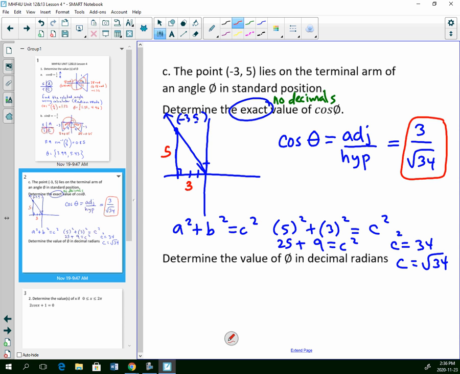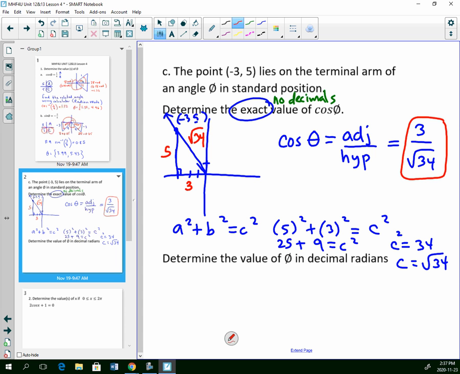We don't want to change it to a decimal because it's not proper math form to put a decimal inside a rational expression. That's just one of those things that we don't do. Okay? So you can just leave that as 3 over root 34.